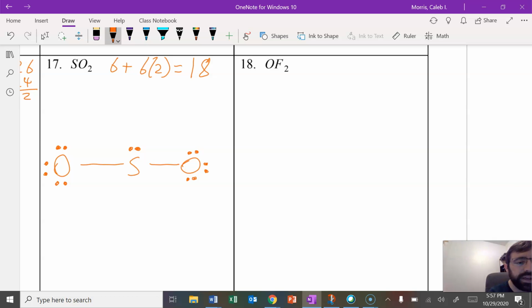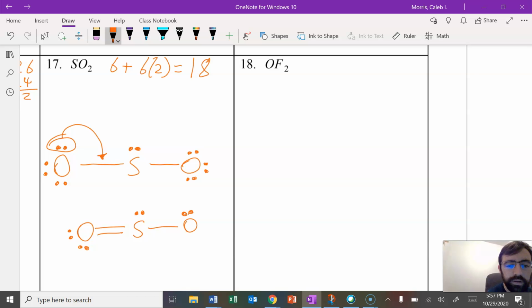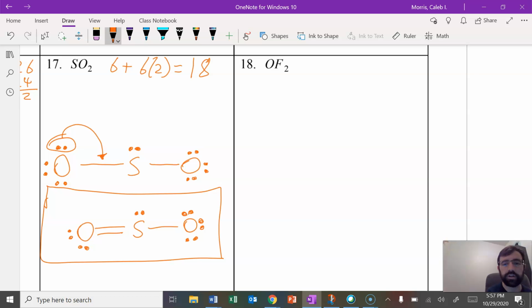So what we can do is pick from either here or here, and it really doesn't matter which one you do. And then we're going to move it down and make a double bond. So we're just sharing those electrons instead of having them as a lone pair. So this is what our final structure should look like.